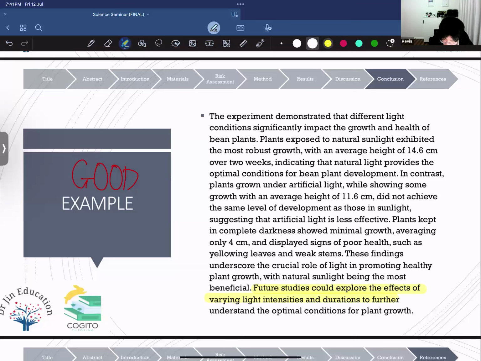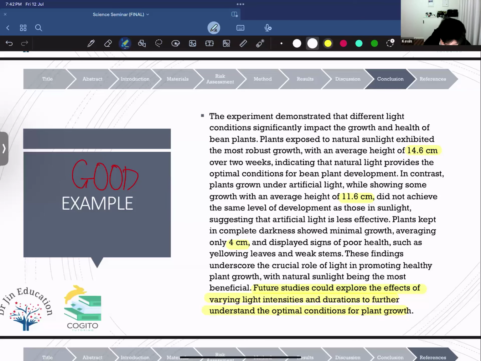So this is future directions, and that's the extra cherry on top. Okay, so this is better. You can see they use more specific numbers. Okay, they describe the findings quite well, and they outline the significance and also certain explanations here. So this is a good example.